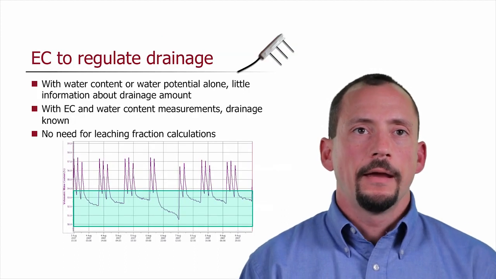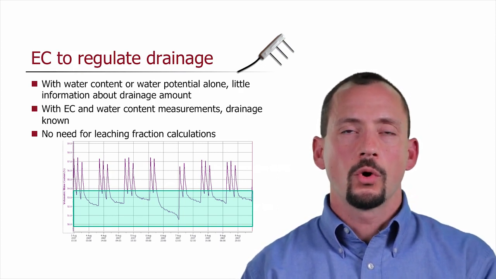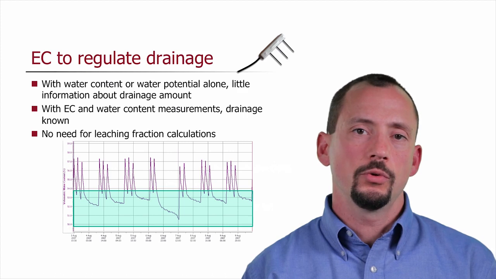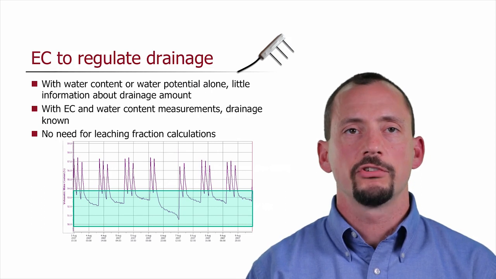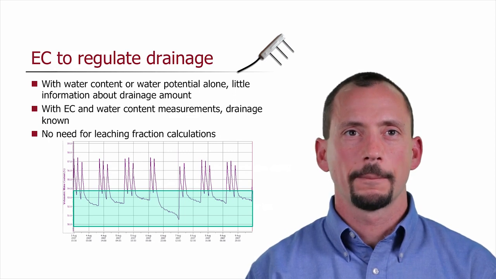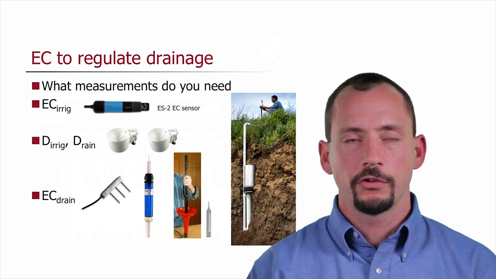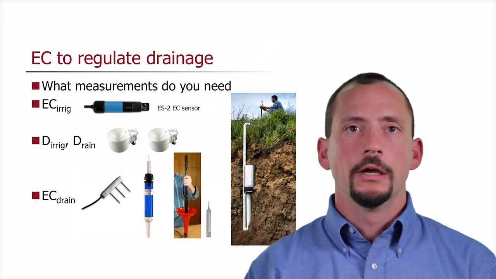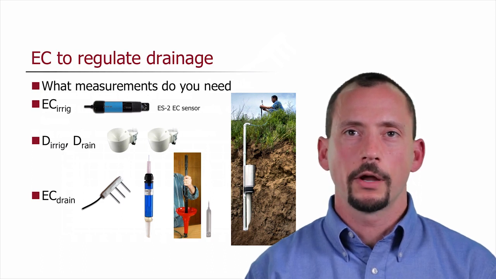So, as I said earlier, if you have water content or water potential measurements alone, there's very little information about the amount of drainage. If you use electrical conductivity along with those water content measurements, then you can know your drainage. And the real beauty of this is that there's no longer any need for leaching fraction calculations. So what measurements do you need to make these calculations? Well, it's pretty simple. To measure the electrical conductivity of the irrigation water, you can simply screw an ES2 electrical conductivity sensor into your irrigation lines that will measure the EC of the water that you're applying.